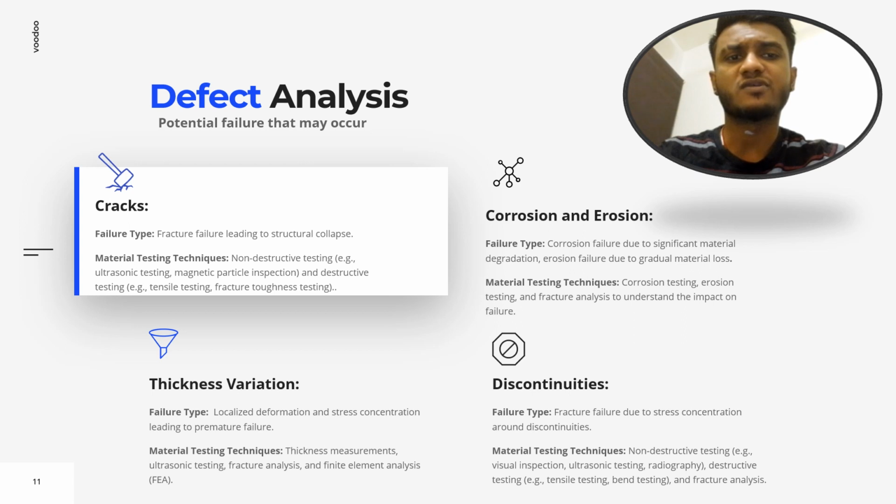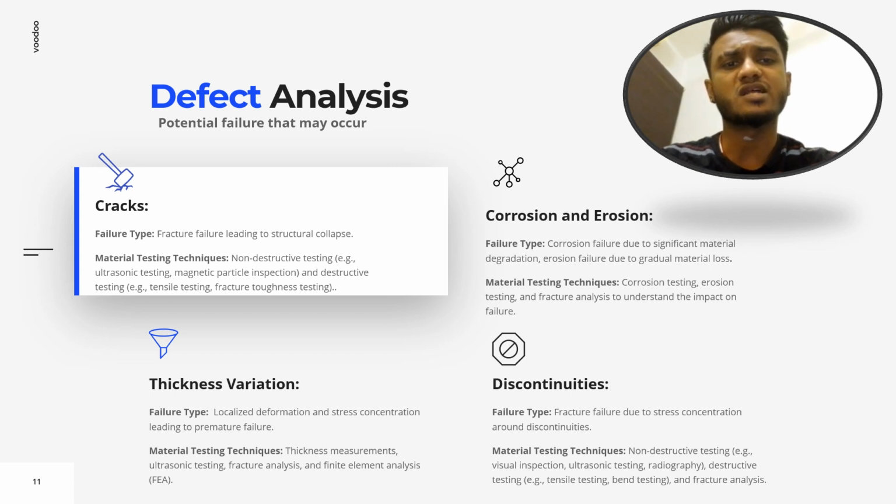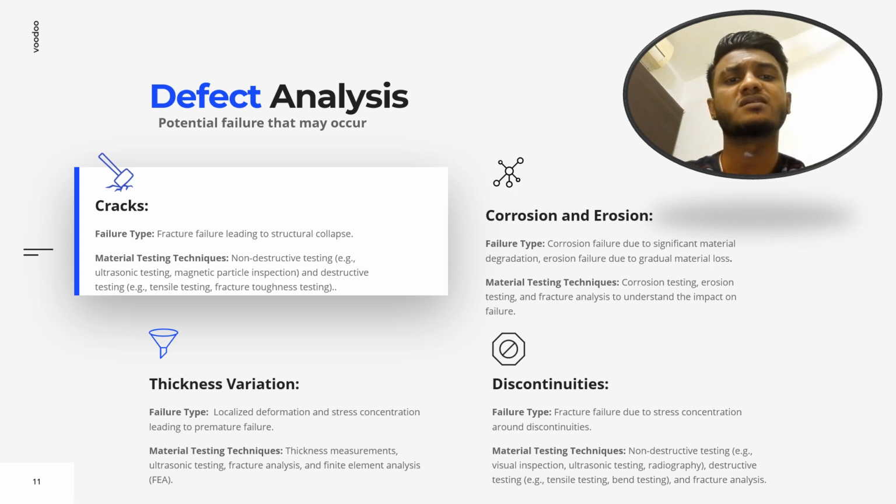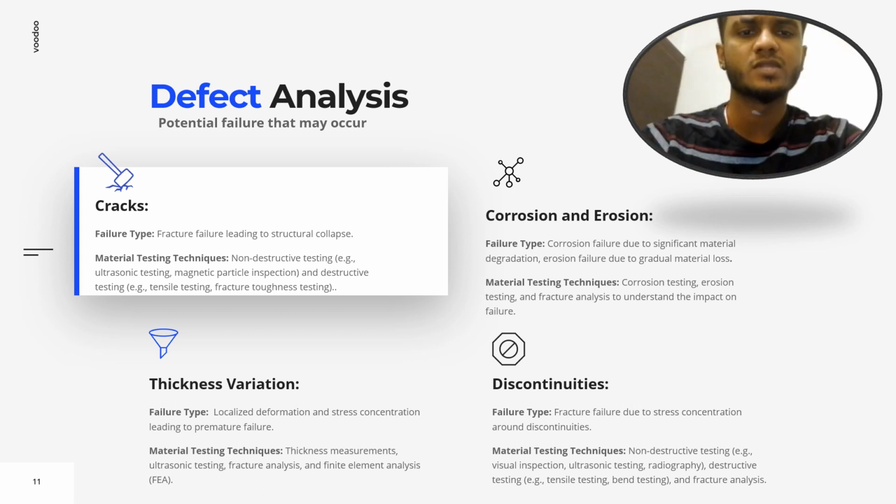Firstly, the defect of cracks can lead to fracture failures, ultimately resulting in structural collapse. To detect cracks, both non-destructive testing methods such as ultrasonic testing and magnetic particle inspection, as well as destructive testing techniques like tensile testing and fracture toughness testing, can be employed.